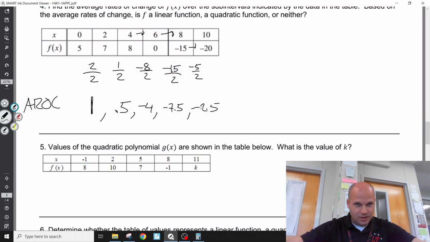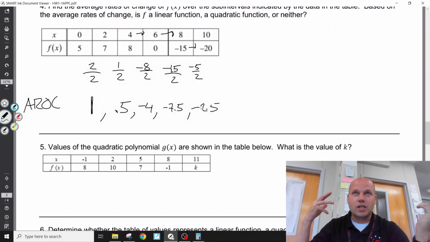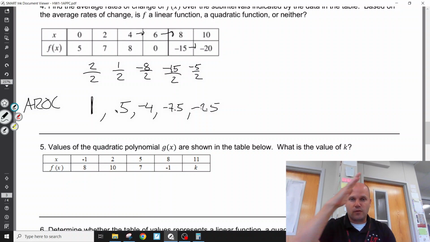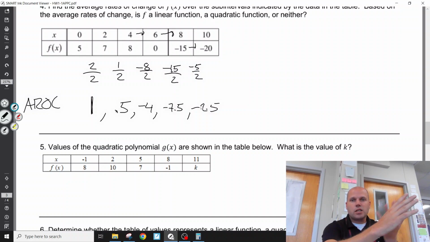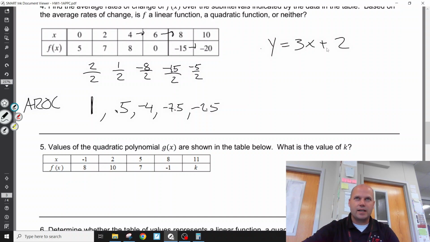This is a neither. Linear function, the rates of change are always constant. Like, think about a linear function. It's got a slope. Well, that means between any 2 points, I'm going to have the slope of that line. So if you have the equation, say, y equals 3x plus 2, and you had a table that created 3x plus 2, and we did this in class, you notice that the rates of change are always 3.